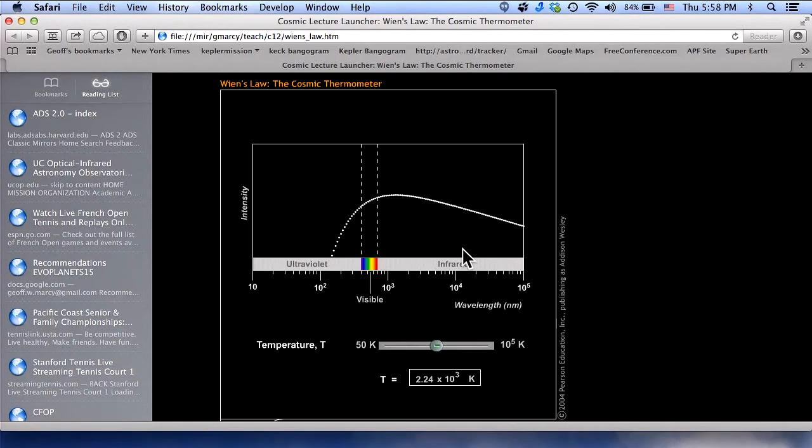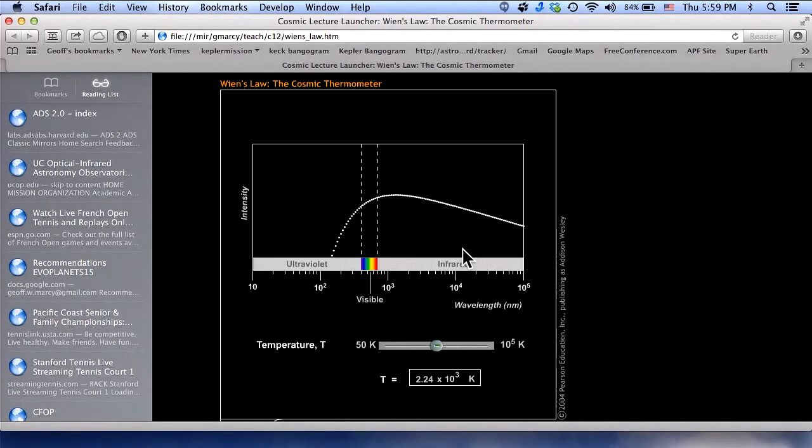Here's the visible spectrum: blue, green, yellow, orange, red, right in here. And this graph right there shows how much light is emitted at different wavelengths. This is a very sophisticated graph and a very powerful graph. People in physics, chemistry, biology, and the medical community examine graphs exactly like this to interpret and diagnose various objects that they're studying. So this graph here shows you how much light comes out at different wavelengths.